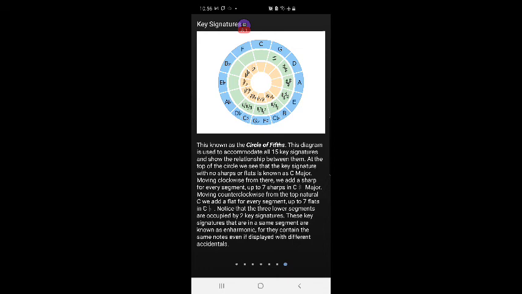Notice that the 3 lower segments are occupied by 2 signatures. These key signatures that are in the same segment are known as enharmonic, for they contain the same notes even if displayed with different accidentals.